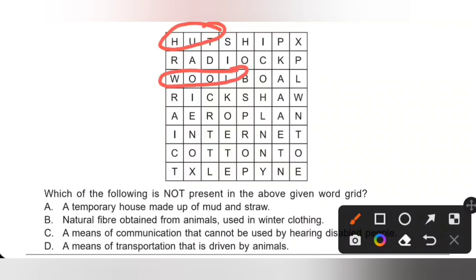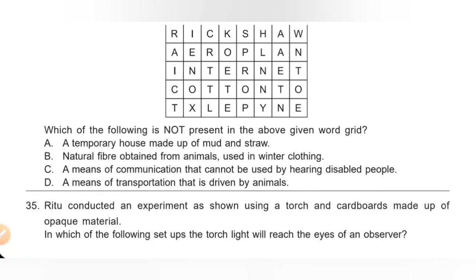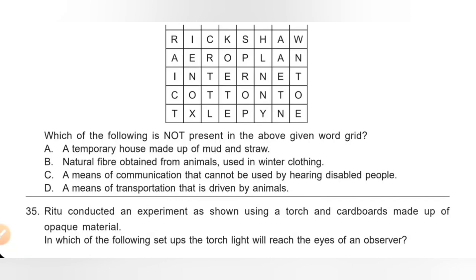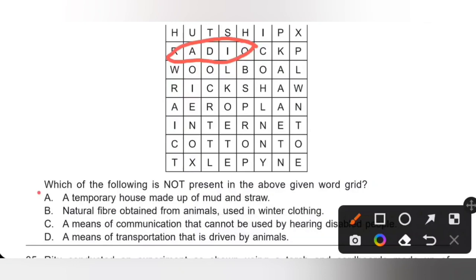C, a means of communication that cannot be used by hearing disabled people, that is radio. So options A, B, C are hidden in the given word grid. D, a means of transportation that is driven by animals, that is bullock cart or tonga, which is absent in the given word grid. So option D is not present in the above given word grid. So option D is the correct answer.